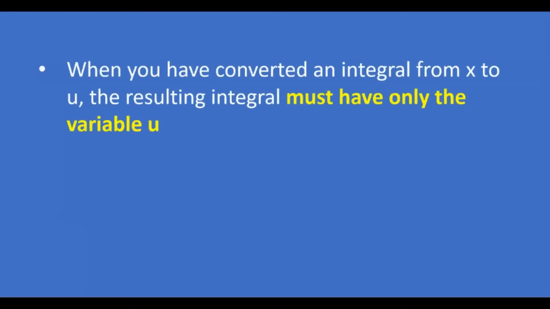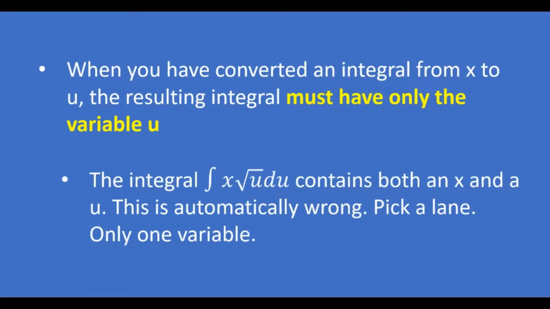And finally, when you've converted an integral from x into u, the resulting integral must have only the variable u. The whole point is we're trying to change the entire integral from one variable to another. So, for example, the integral x square root of u du contains both x's and u's, and this is just automatically wrong. You really have to pick a lane here. You can only have one variable in the integral.